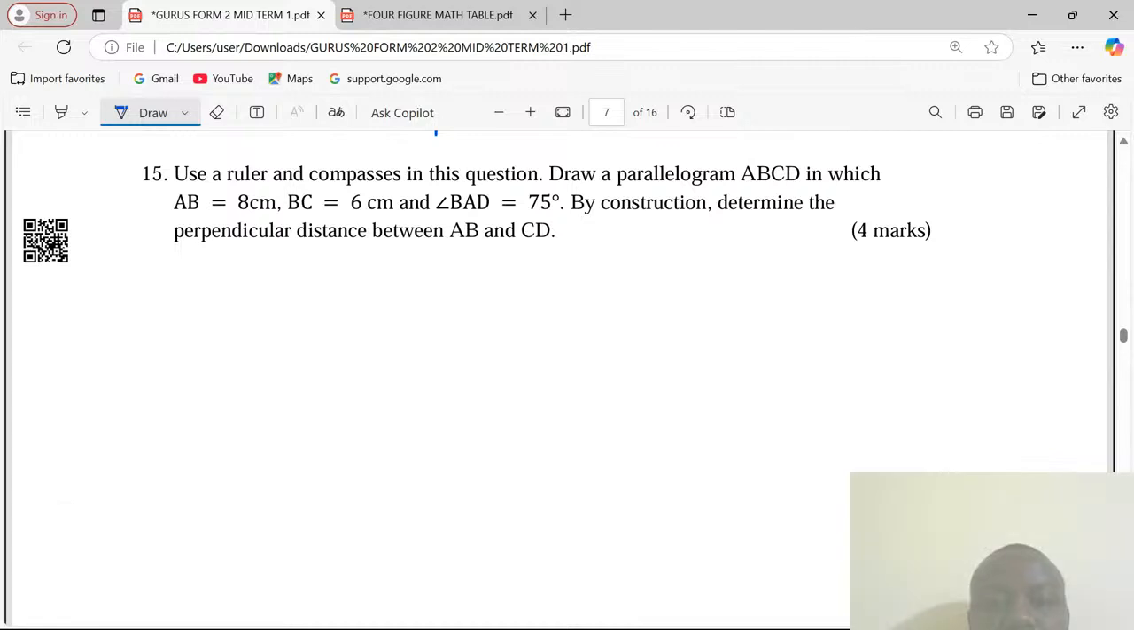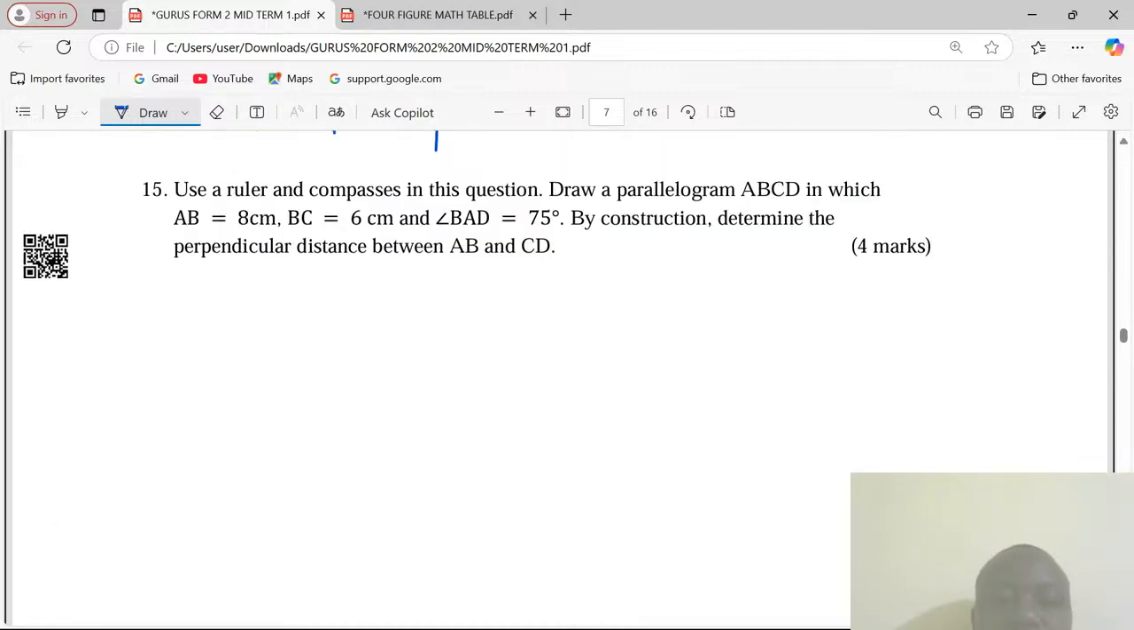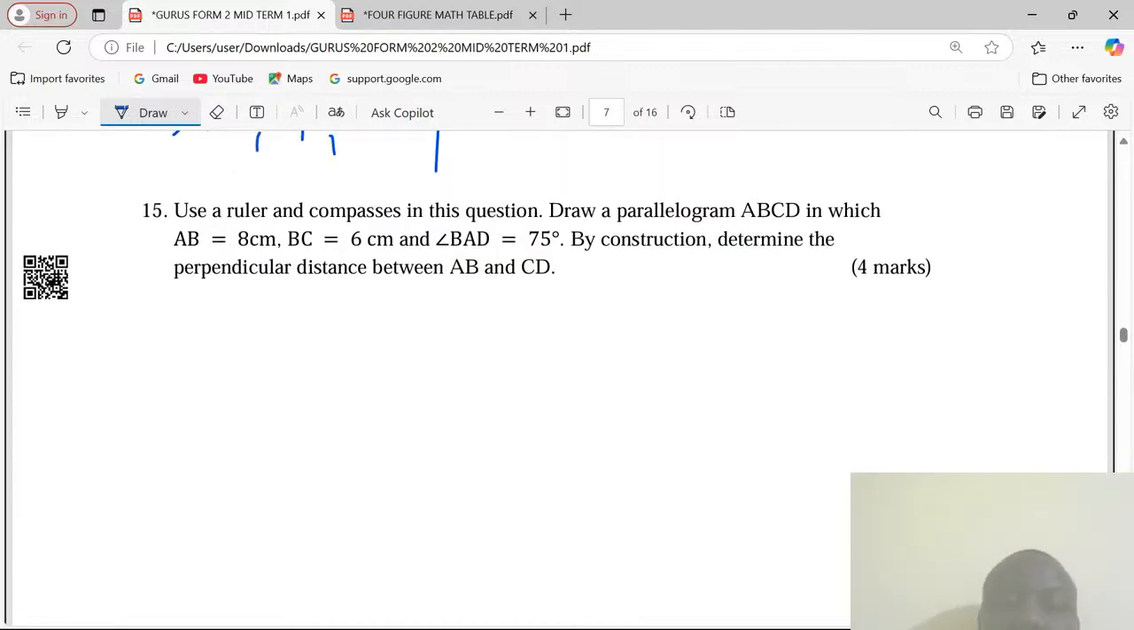Number 15, which is on construction. Here I'm just supposed to give the int, then you'll be proceeding.